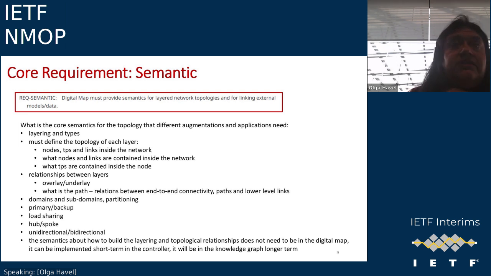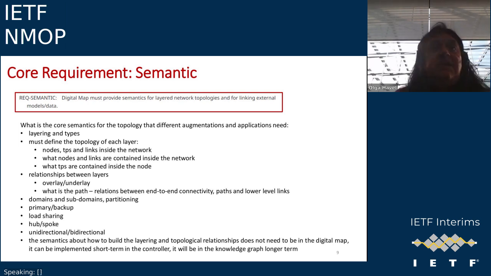These are the core topological requirements. Then there are some roles in the topology like primary, backup, load sharing, hub-spoke, unidirectional, bidirectional; it doesn't support bidirectional. And then there are the semantics that are really used, how to build the layering and topological relationships, the semantics you need for path computation and all of that. It doesn't have to be in the digital map. It can be implemented in the controller or in some other modules, and will be in the knowledge graph longer term. So here the relationship is really more about an A-to-B instance, and not about semantics in terms of how it can be built. We are just talking here about the basic semantics to be able to understand the relationships and not to build them.